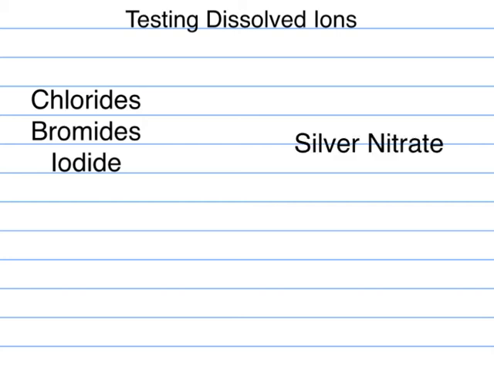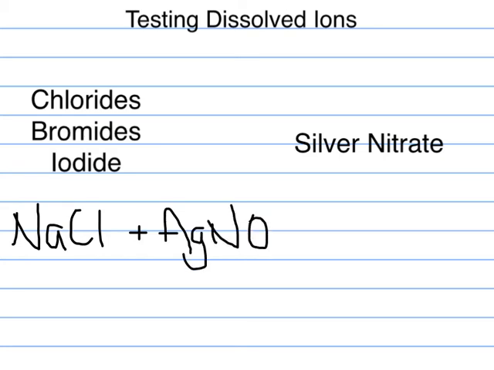Now, silver nitrate will react with all of the halides to make an insoluble silver halide. So if we take, let's say, sodium chloride, and we react that with silver nitrate, we will end up with silver chloride, which is solid, plus we'll end up with sodium nitrate.